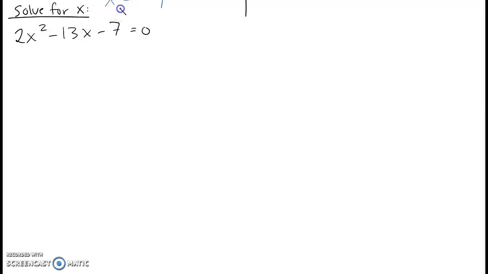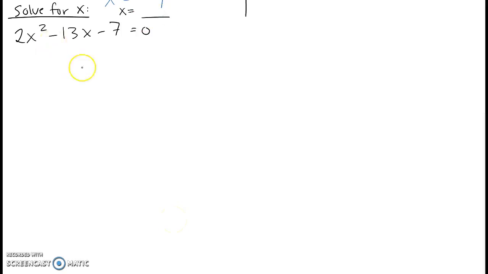So the quadratic example we'll go through is 2, whoops, let me change my color here. 2x squared minus 13x minus 7 equals 0. And my task is, remember, solve for x, right? So it's not just enough to factor. My final answer should look like x equals a number, all right?